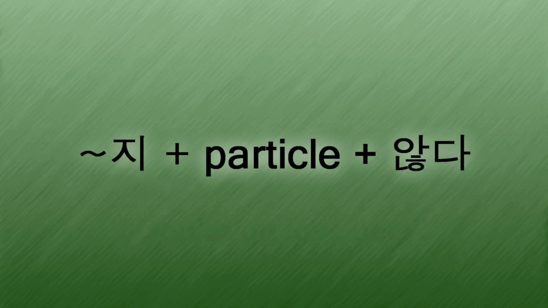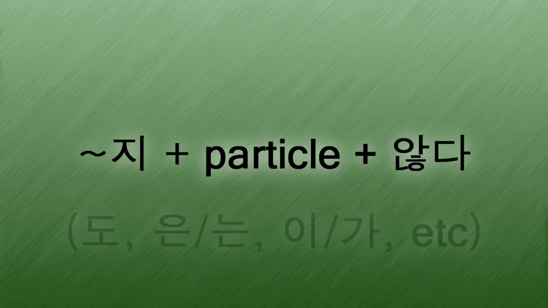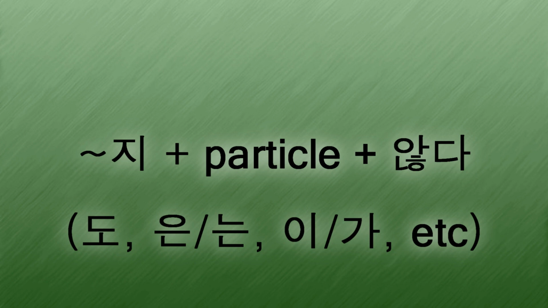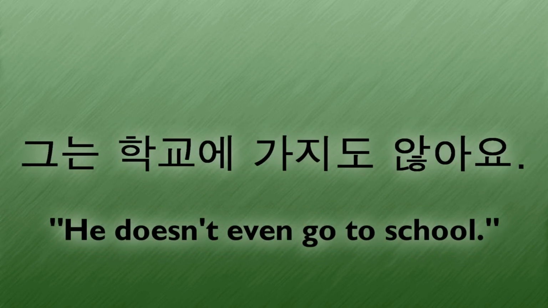I should also add that sometimes you might see other particles attached between 지 and 않다, such as 도, 는, or 가, for example. Here's an example of what I mean. 그는 학교에 가지도 않아요. He doesn't even go to school. This is perfectly normal, and once you feel confident with how to use these particles by themselves, feel free to add them to your sentences whenever you want.